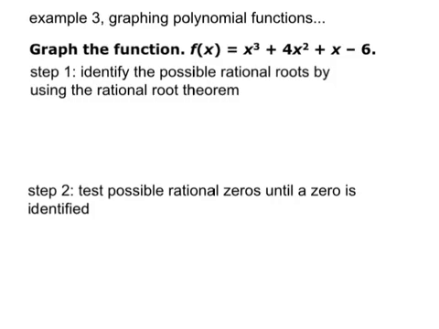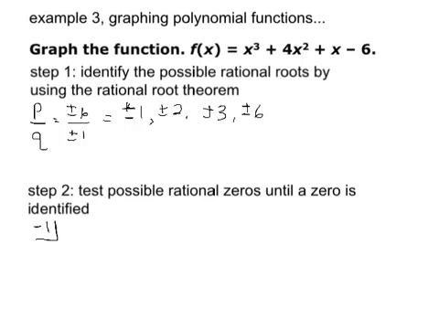Step 1, identify the possible rational roots by using the rational root theorem. That's p over q. P is 6, q is 1. So our possible roots are plus and minus 1, 2, 3, and 6. Test the possible rational roots until a 0 is identified. I'm just going to grab one of those roots and test it. You're going to use your calculator and find one, but we're going to just grab one and test it to see if it is a root.